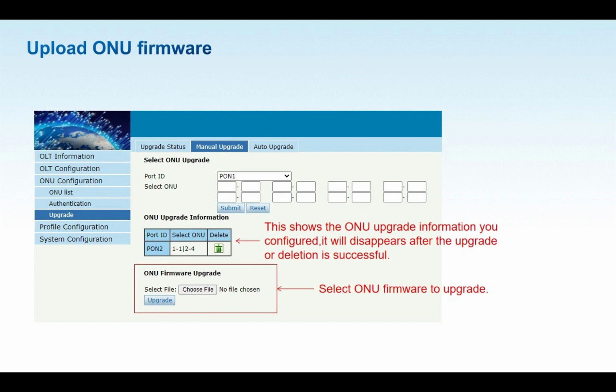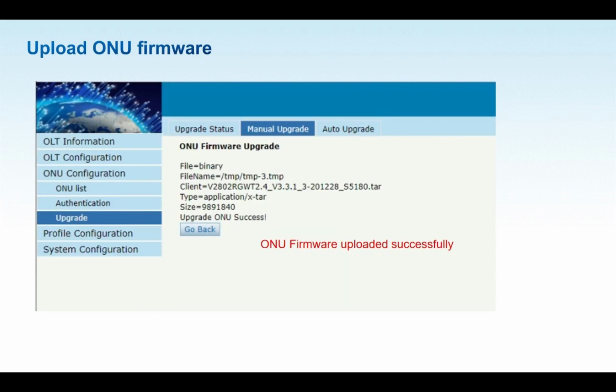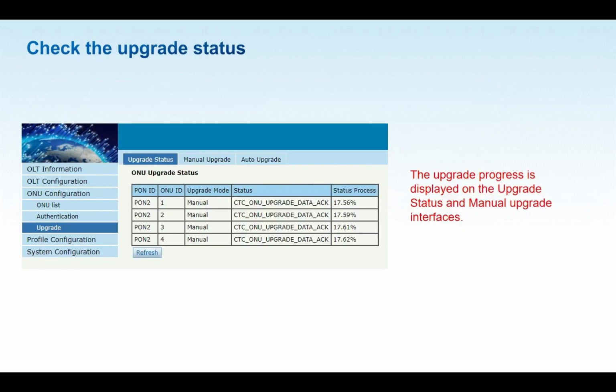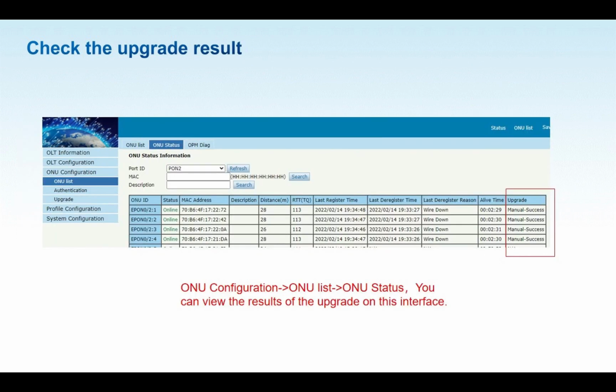Select ONU firmware to upgrade. ONU firmware uploaded successfully. The upgrade progress is displayed on the upgrade status and manual upgrade interfaces. You can view the results of the upgrade on this interface.